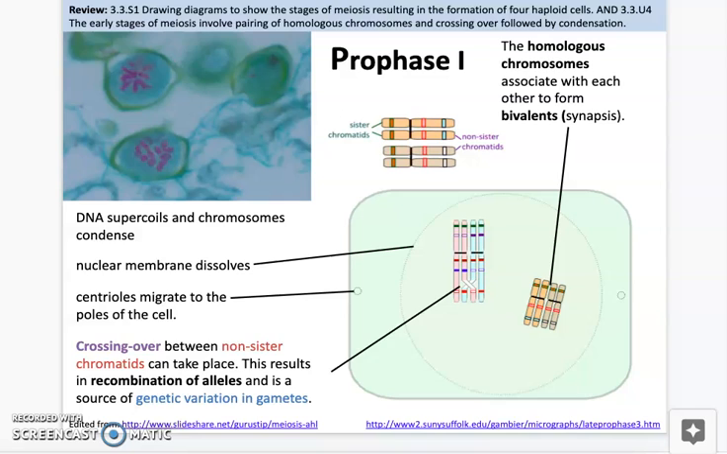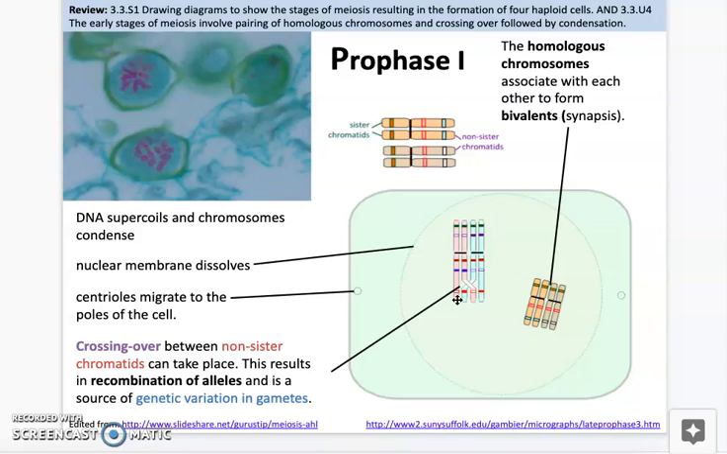Okay, during prophase 1, something very important happens. Recombination of alleles is what it results in. The actual process of the crossing over of the non-sister chromatids is called crossing over. It's when you see those arms of the chromatids on the different homologous chromosomes crossing over and exchanging genetic information.